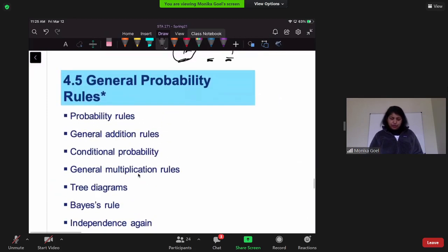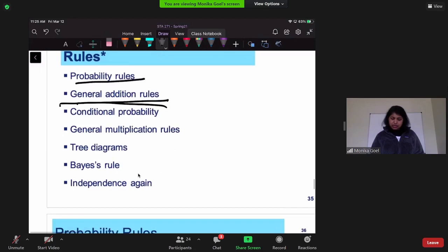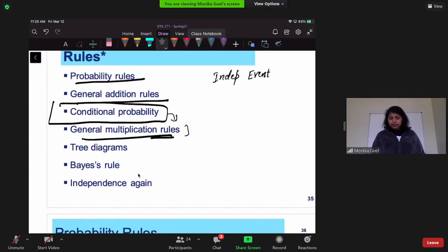So that ends our 4.4. 4.5, we already covered probability rules. We covered the general addition rule also. And this is the topic that we are going to cover. We kind of cover this, but we need to use these multiplication rules for conditional probability also. We use the multiplication rule for independent events. And for independent events, the probability of A intersection B was their product. But we will use this rule in conditional probability also once we understand what conditional probability is.